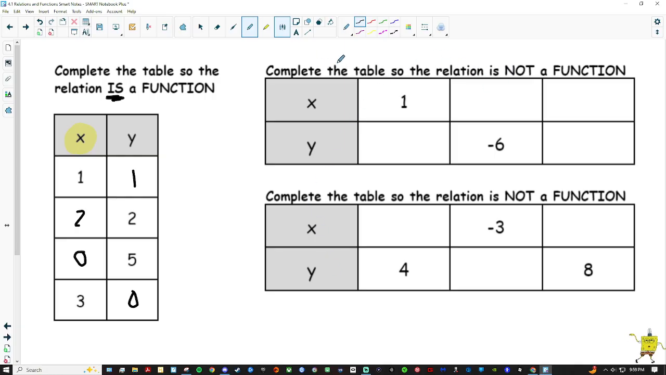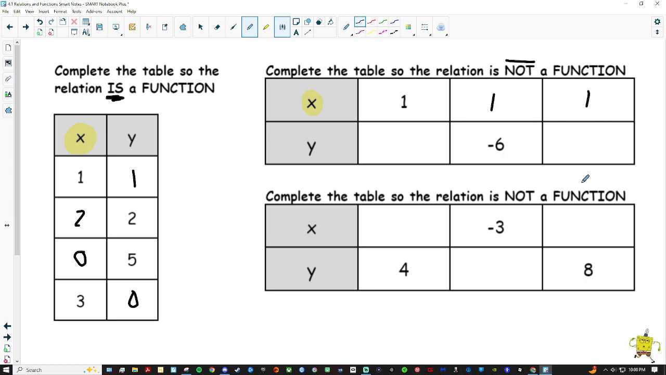Second one, complete the table so the relation is not a function. Now it wants me to turn this into a non-function, not a function. That means my x value needs to repeat. So I need to make sure that 1 or 2 other numbers repeat. So if I add a 1 here, it's immediately not a function. We have 2 1s, fails.